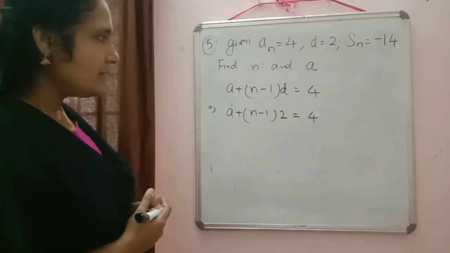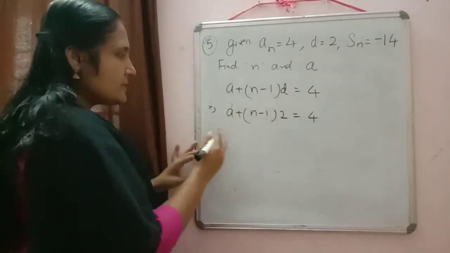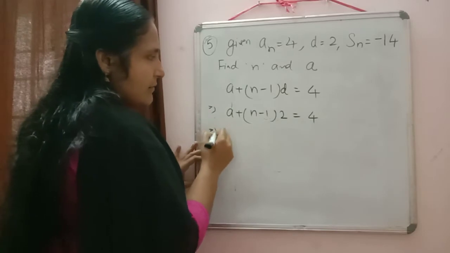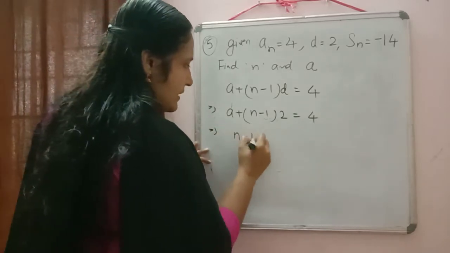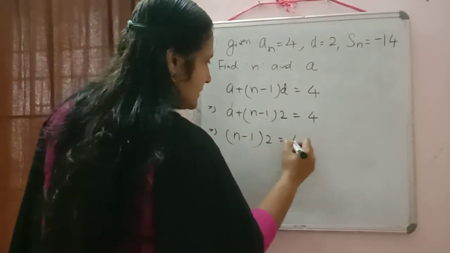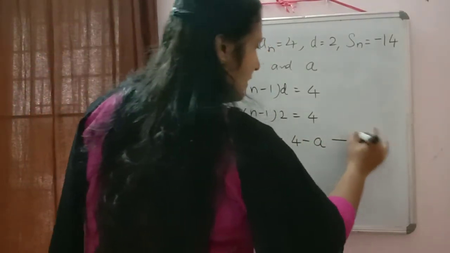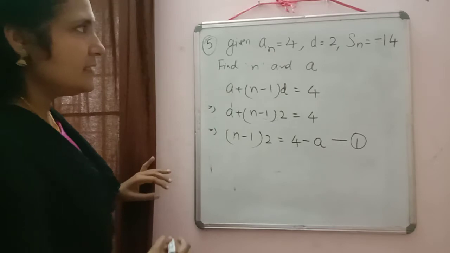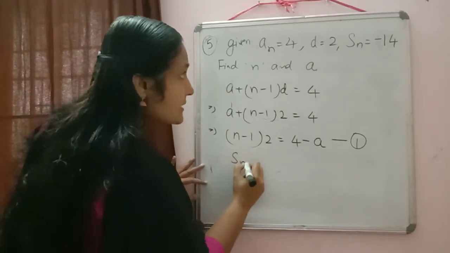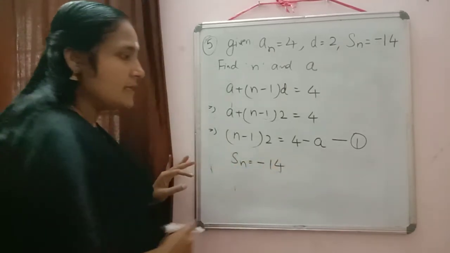We can't do anything there. If you want, you can shift this a to the right-hand side. We'll check. So from here we will get (n minus 1) into 2 is equal to 4 minus a. Make it equation number 1. Now the next information, that is Sn. Sn is equal to minus 14 is given.